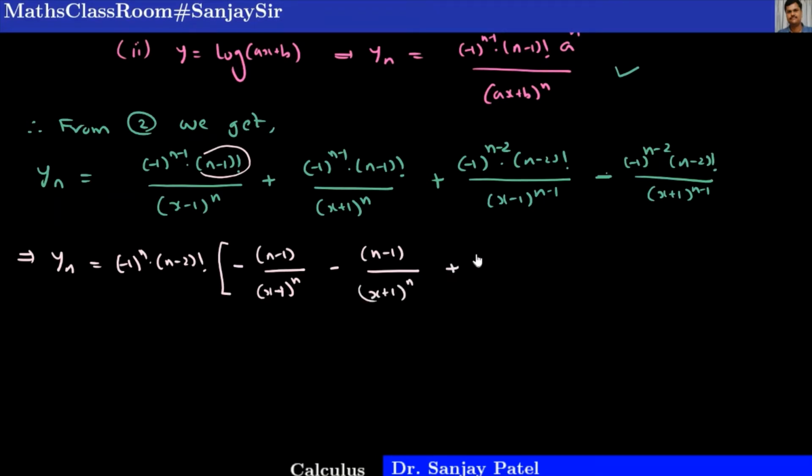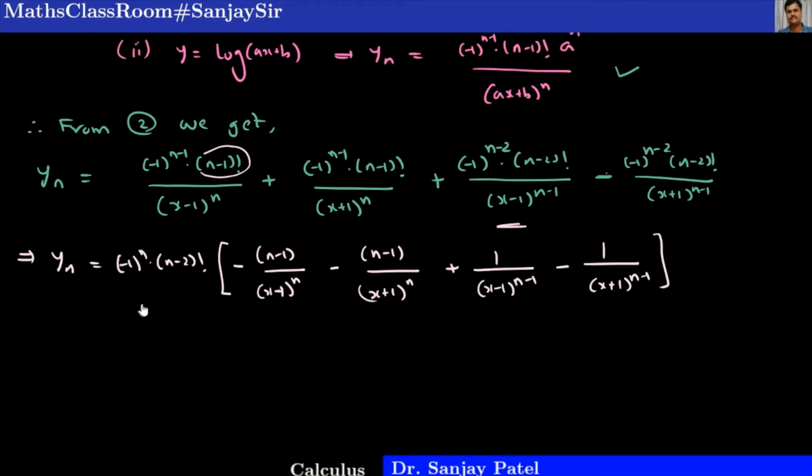Plus, what happens about this? Minus 1 raised to n is taken outside, so minus 1 raised to minus 2, that is plus 1. And n minus 2 factorial is also taken as a common factor here. So for this term, we are only left with 1 upon x minus 1 raised to n minus 1. The same way, minus 1 raised to n is taken outside, and this is minus 1 raised to minus 2, that is plus 1, and the minus sign is there. So what remains is 1 upon x plus 1 raised to n minus 1.